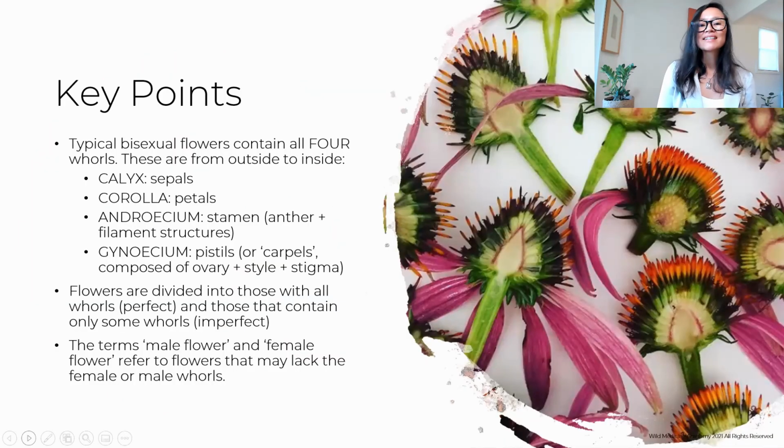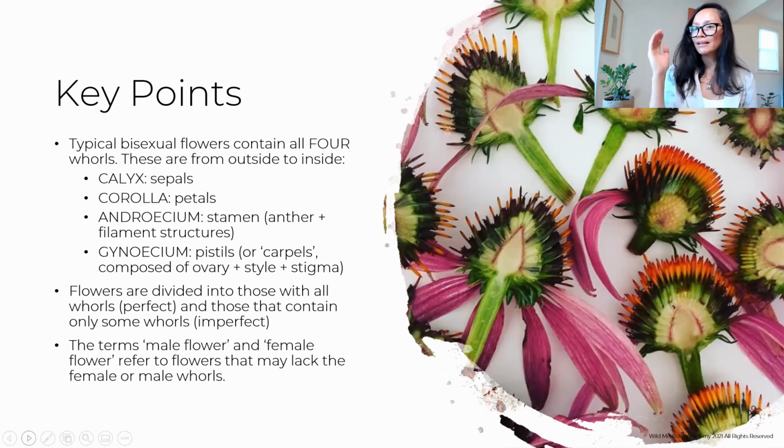So the key points today are that typical bisexual flowers contain 4 different whorls. From the outside, they are the Calyx, Corolla, Andrecium, and Gynoecium. Flowers are divided into those which have all the whorls, which are known as perfect flowers. So they will have the male parts, the female parts, the calyx, and the corolla.